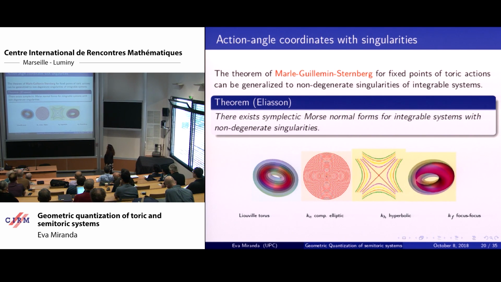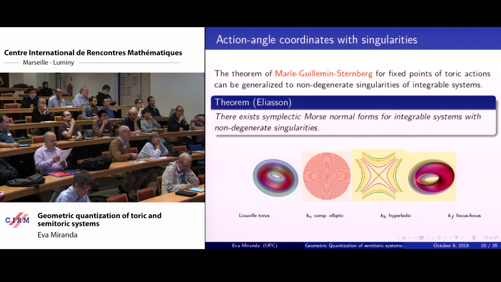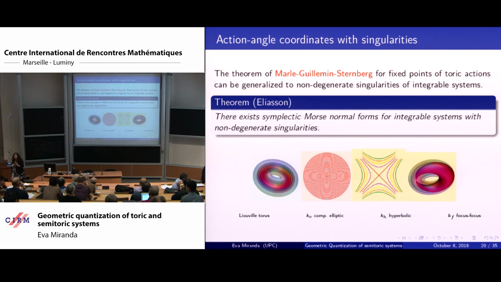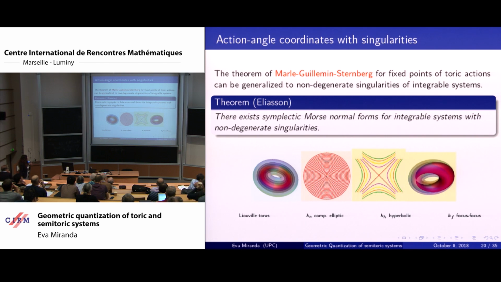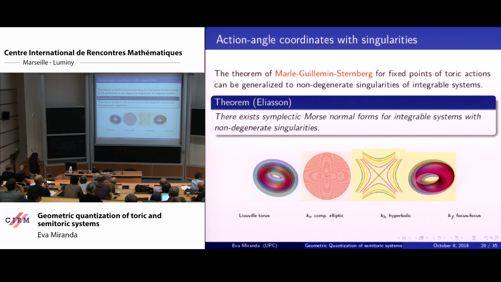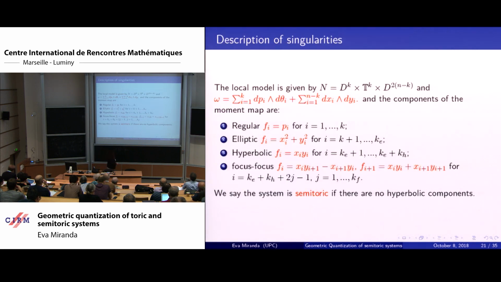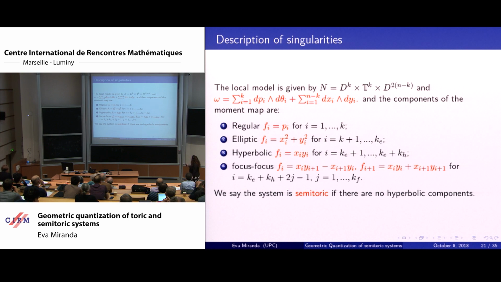Okay? So the theorem of Eliasson tells me that if you consider singularities which are called non-degenerate, then you have some kind of Marle-Guillemin-Sternberg normal form for these singularities. Okay? So you have a normal form for the symplectic structure and for the first integrals. So there is a hope to make computations. The symplectic normal form looks like this. So essentially the local model is the following one.